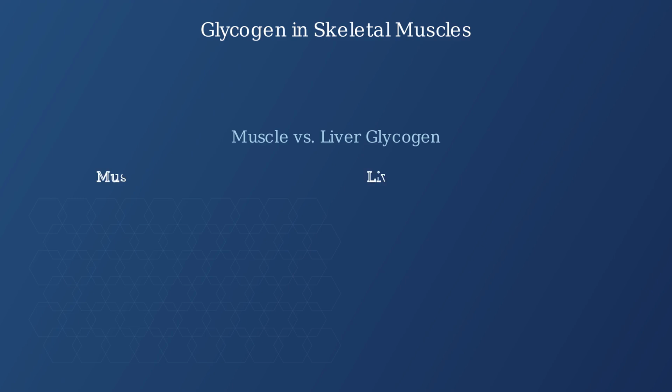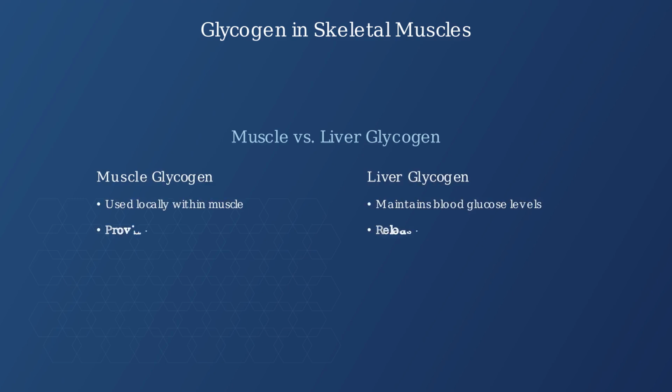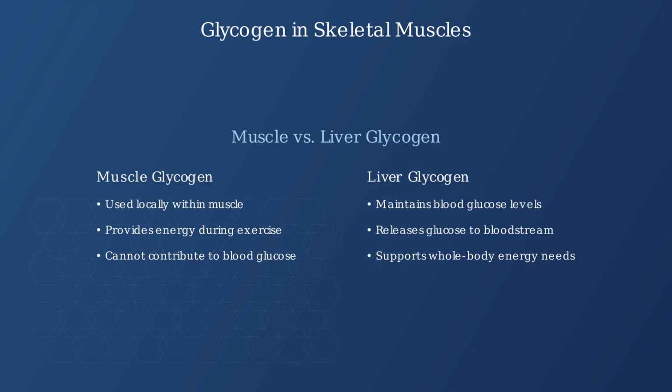Unlike liver glycogen, muscle glycogen can only be used within the muscle itself. This is because muscle cells lack the enzyme glucose 6-phosphatase, which is needed to release free glucose into the bloodstream. Understanding how muscle glycogen is utilized is crucial for optimizing exercise performance and recovery.